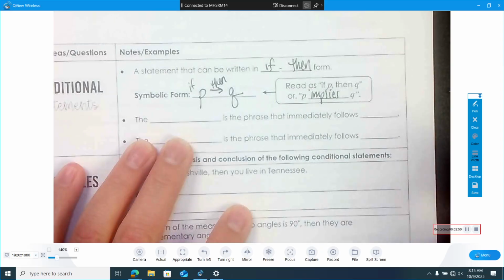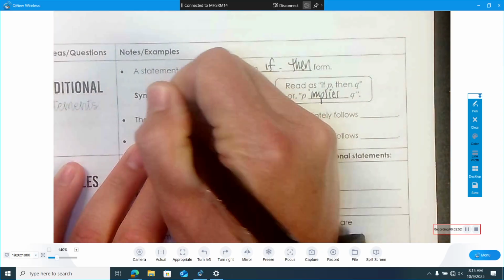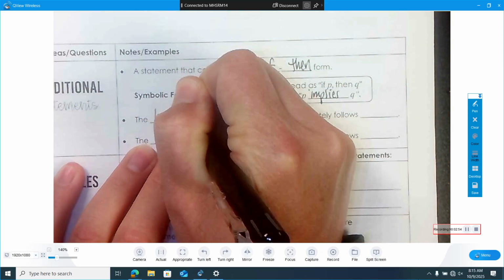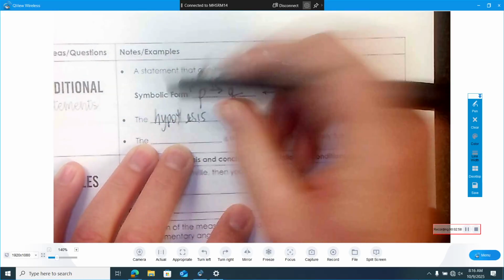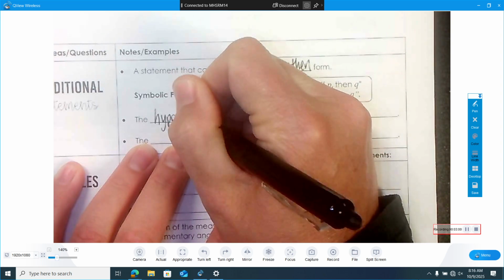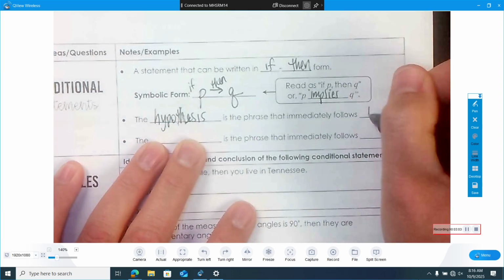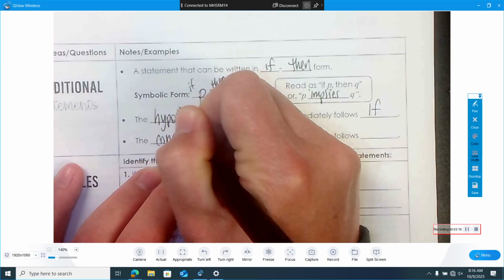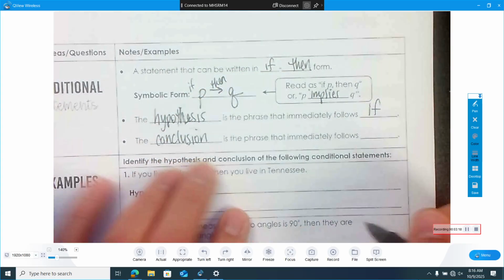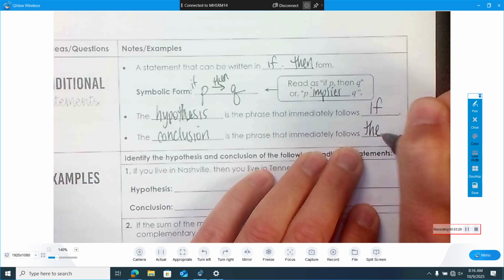So the hypothesis, that's an H. The hypothesis is the phrase that immediately follows the if. So it's the hypothesis. What comes after a hypothesis? Conclusion. Okay. All right. The conclusion is the phrase that immediately follows the word then.